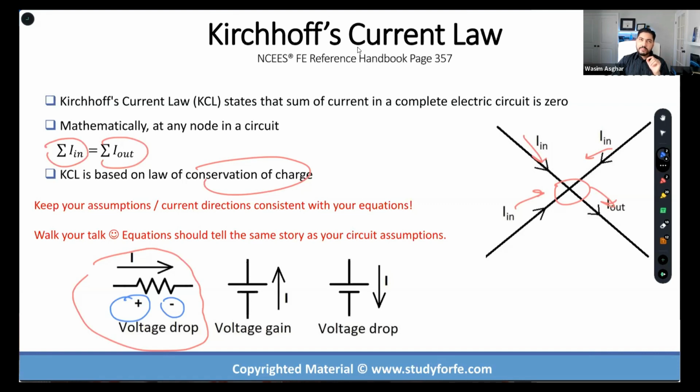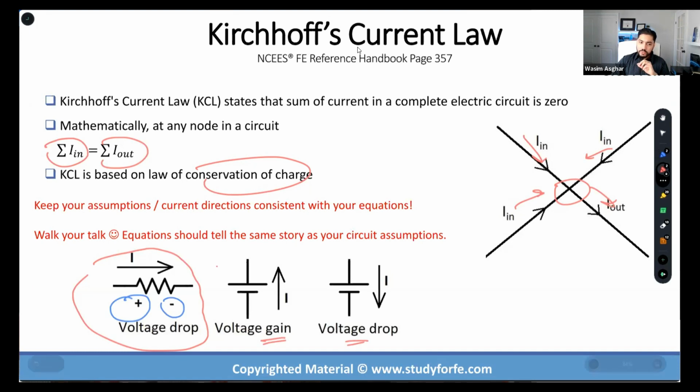But the other reason is sometimes it gets a little bit cluttered. The circuit becomes a little bit cluttered. So multiple reasons, but definitely mark the polarities for voltage. Now, voltage, it's obvious, a voltage gain can happen and a voltage drop can happen across a source.